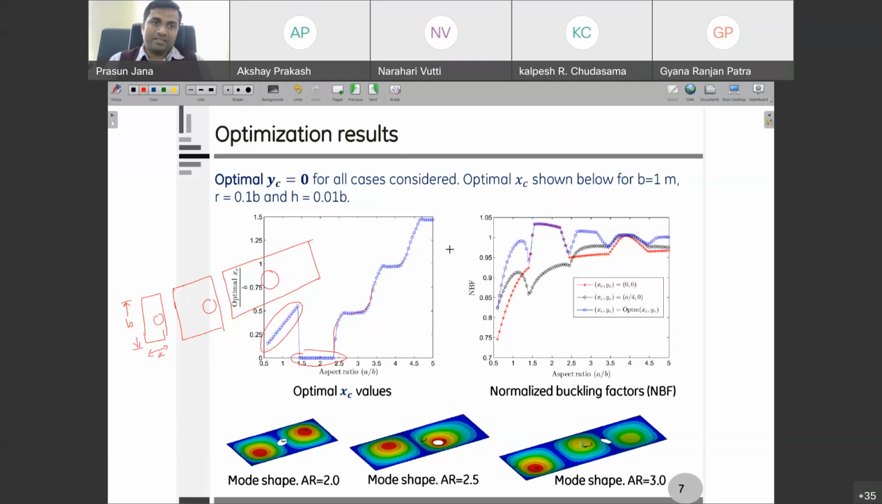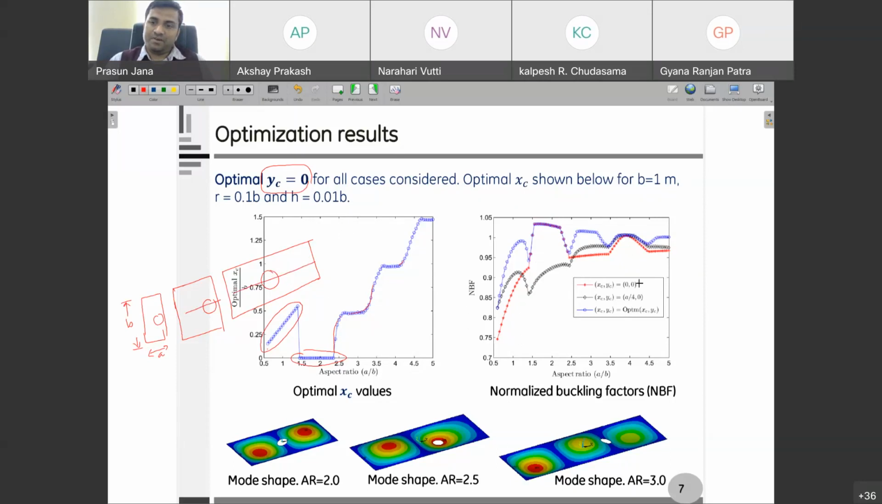And the YC value was obvious from our surface plot as well as this optimized result: the YC value is always 0. So the optimum location is always on this line. In this y equal to 0 line, these optimum locations are obtained.